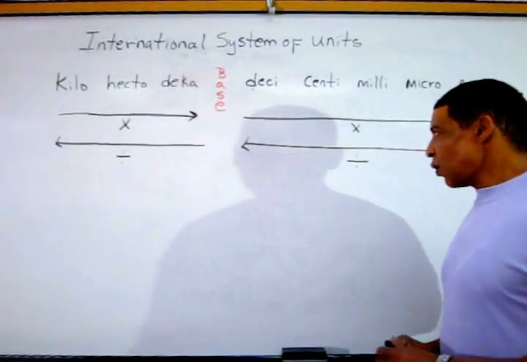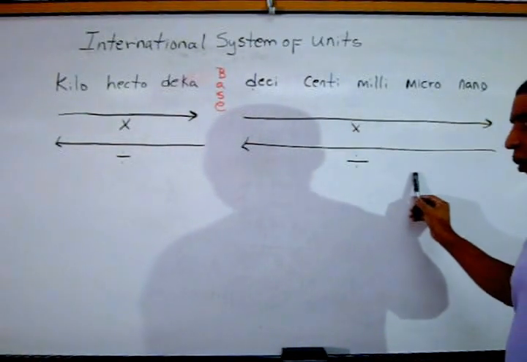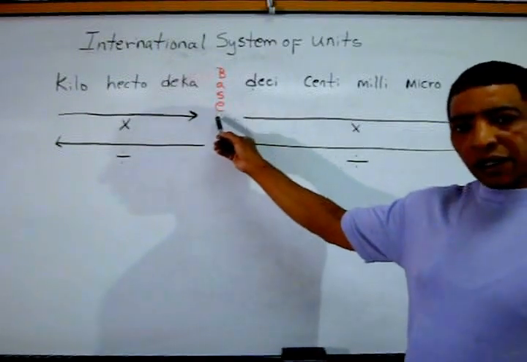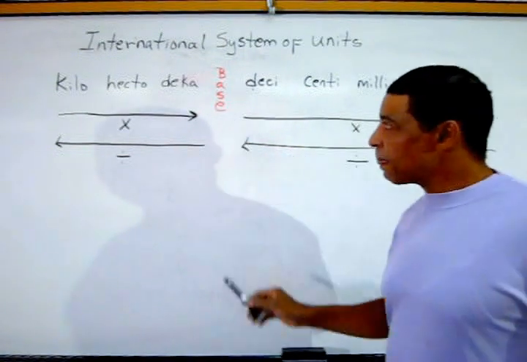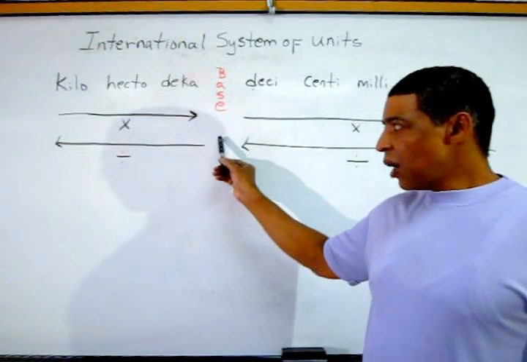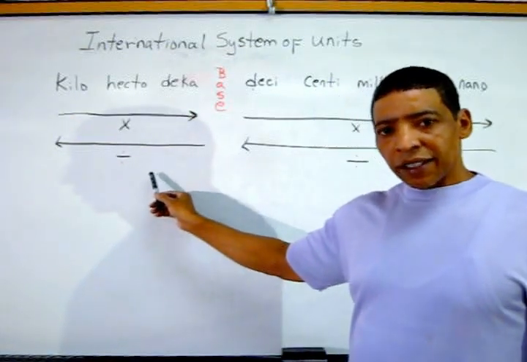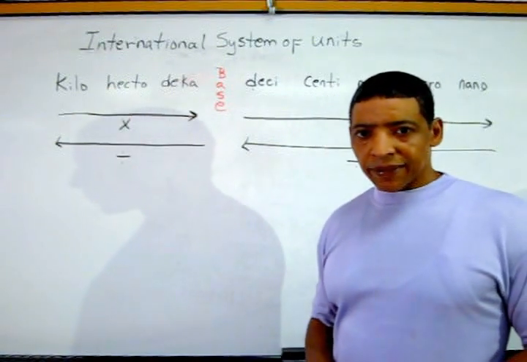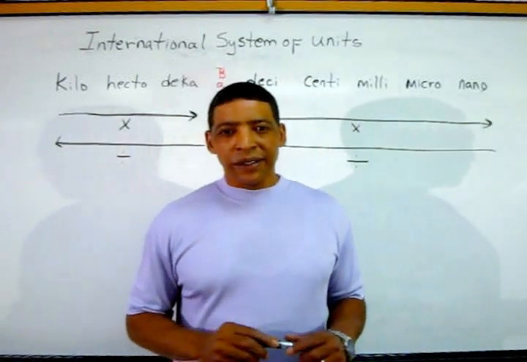Alternatively, when reversing direction, 1 microgram is equal to 1 divided by 1 million grams, or 10 to the minus 6 grams. 1 gram is equal to 1 divided by 1,000, or 10 to the minus 3 kilograms. Hopefully this provides a little better insight into SI units.